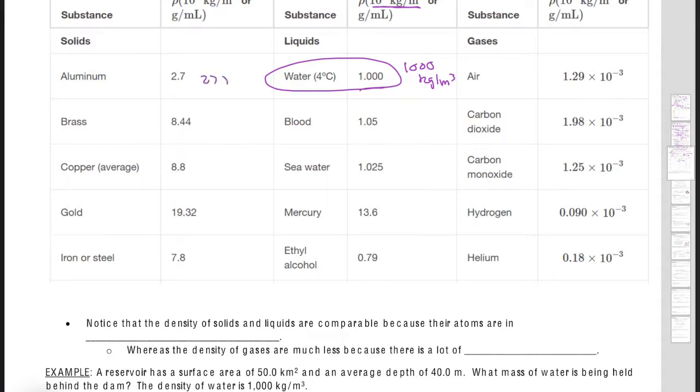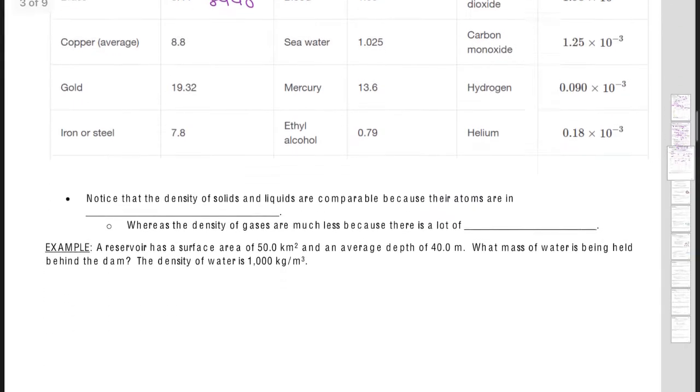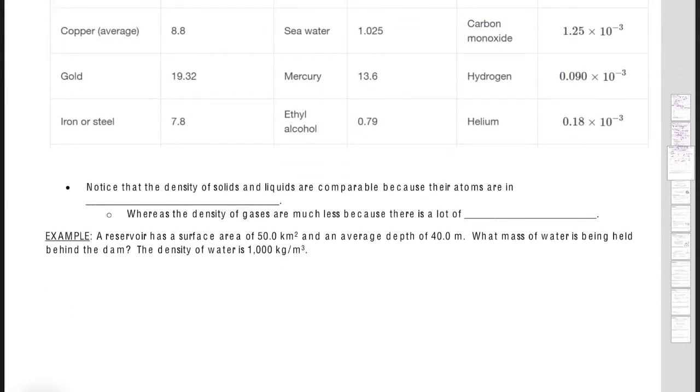So for example, if we're looking at aluminum, we would use 2,700. If we were looking at brass, we would use 8,440. And air is 1.29. So this is just how the chart in the OpenStax textbook works out. So notice that the density of solids and liquids are comparable because their atoms are in close contact, so they're in closer contact than they are in gases. Why is that true? Because there's just a lot of empty space in gases, so the molecules are spread far apart.